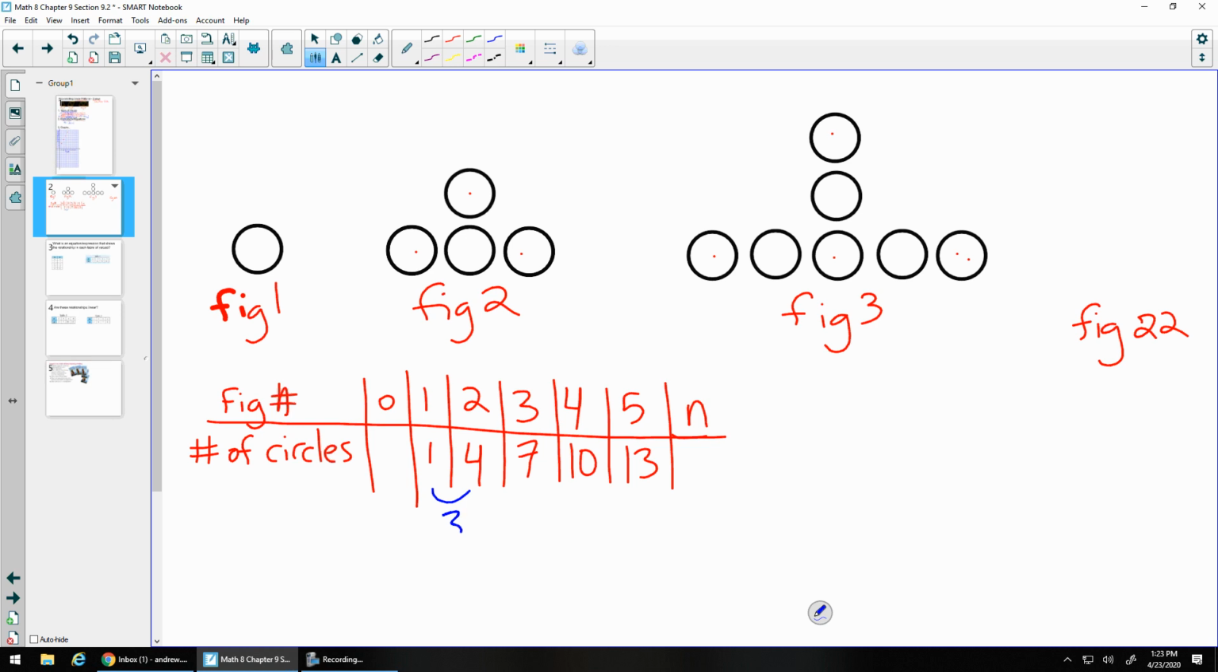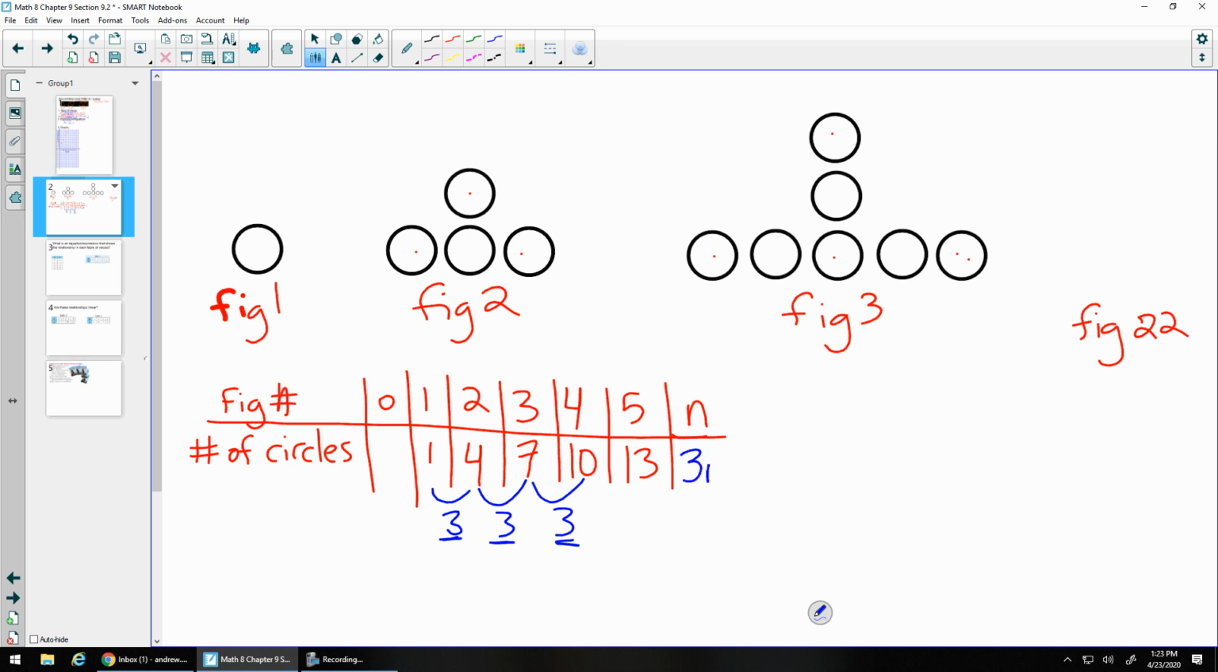Well, it goes up by 3. It goes up by 3. It goes up by 3. That means that as we went up 3 figure numbers, it would have been 3 times by 3. So we're multiplying. This shows us how much we're multiplying by, because for every figure number, we're getting another 3 circles. So that shows us that we're having to multiply the figure number by 3.